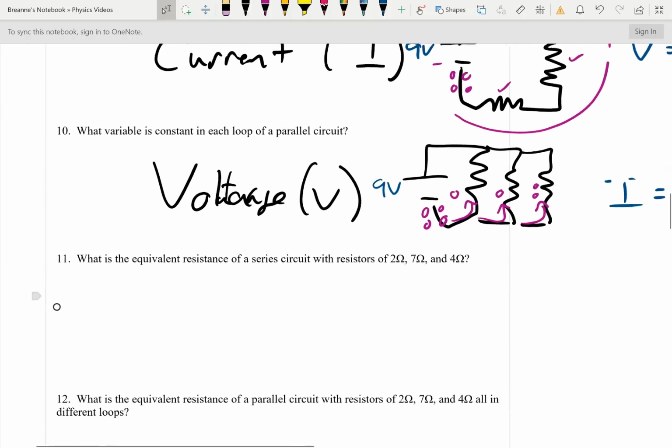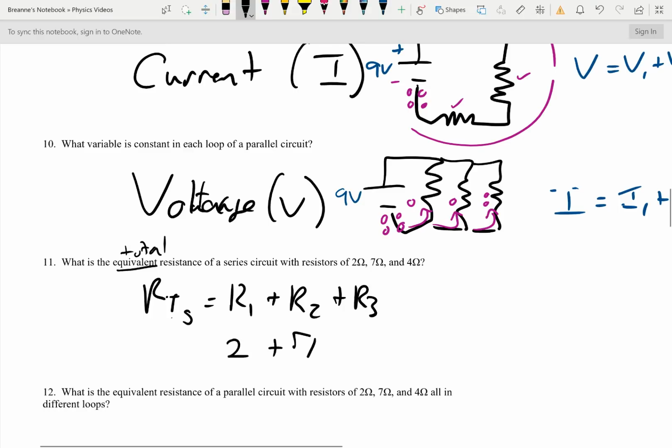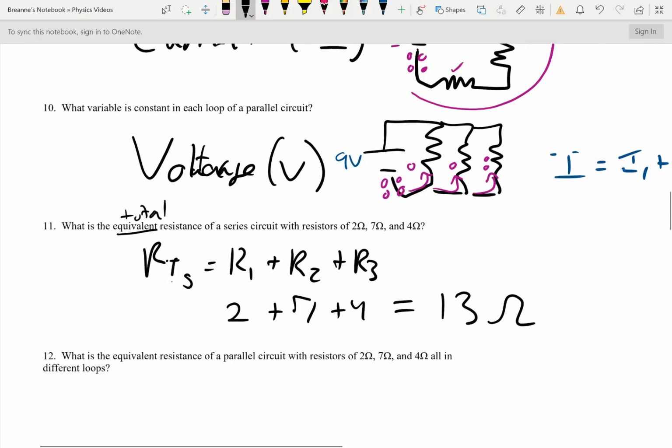Now, what is the equivalent resistance of a series circuit with resistors 2, 7, and 4? Another word you can say for that is total. For a series circuit, you just add them up. So your total resistance is R1 plus R2 plus R3, which will just be 2 plus 7 plus 4. You can plug that in your handy calculator, or you can do mental math. Maybe on the day of the test, plug it in your calculator so you know you're doing it right. So you get 13 ohms.